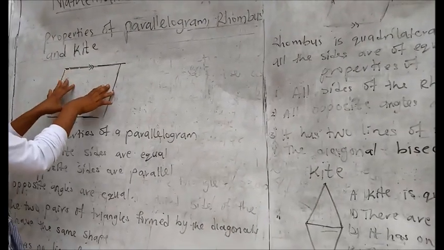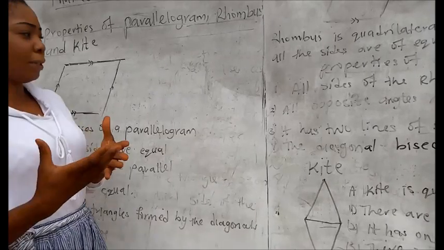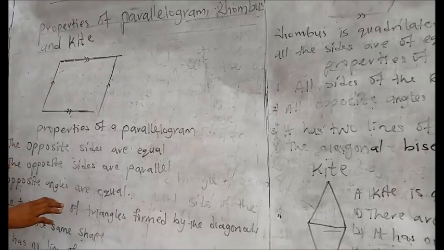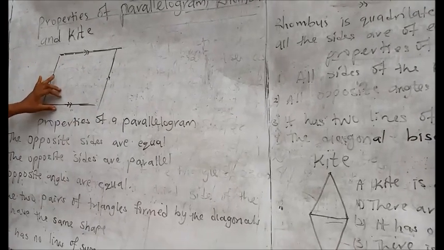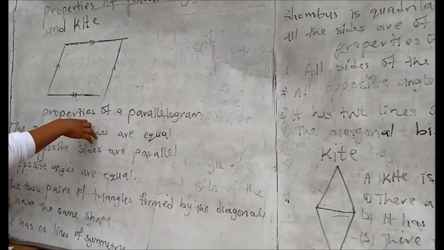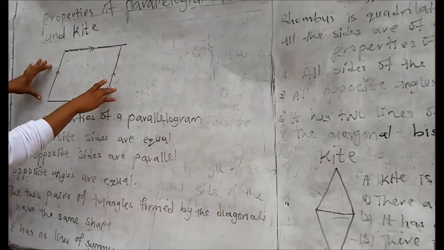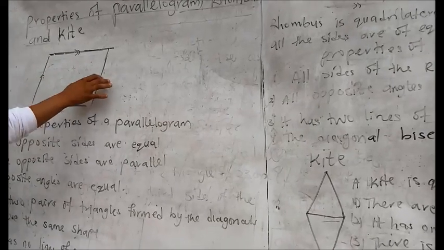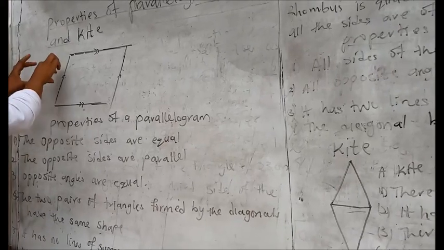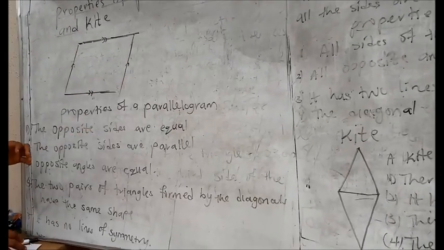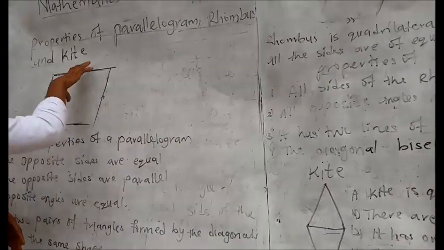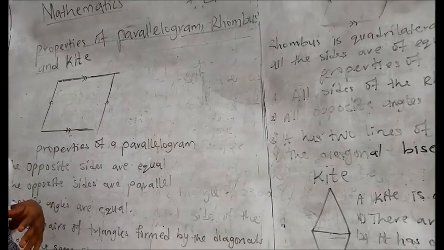When you look at this shape, it is similar to rectangle. They have similar properties, but this is parallelogram. One of the properties of parallelogram is a quadrilateral in which the opposite sides are equal. When you look at this parallelogram, you can see the arrow here. What it means is that this side is equal to this side, and this side is equal to this side. And a quadrilateral is a four-sided polygon. That is, it has four sides. That is why we call it quadrilateral.